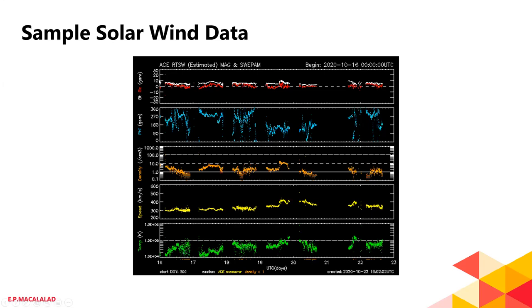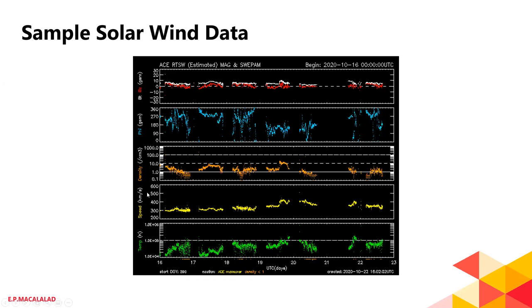So these two panels are provided by MAG, and the next three panels are provided by SWEPAM. The third panel is density, your ion density. You're familiar with density already; this is a plasma parameter. The fourth panel is speed, the solar wind speed. Sometimes we call it bulk speed, the speed of the plasma of the solar wind as it moves together.